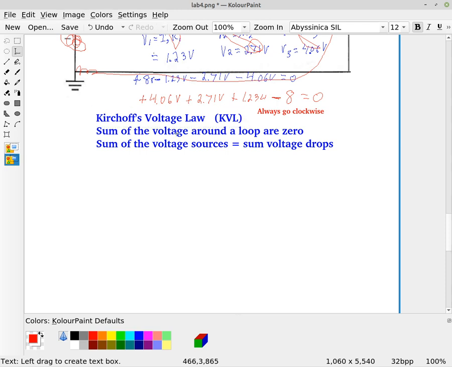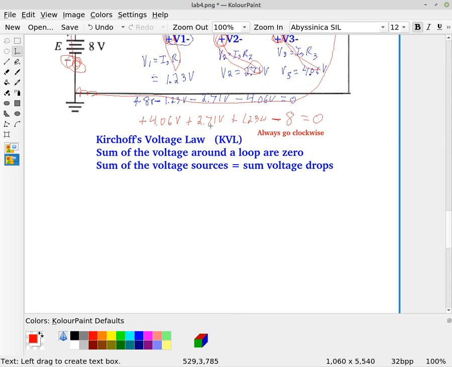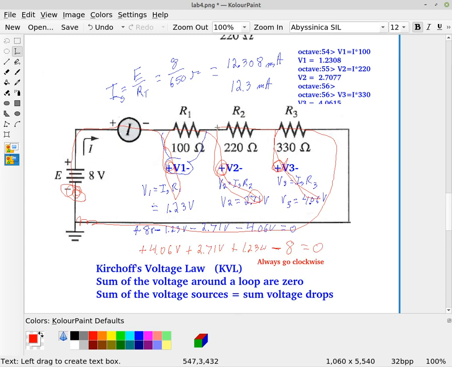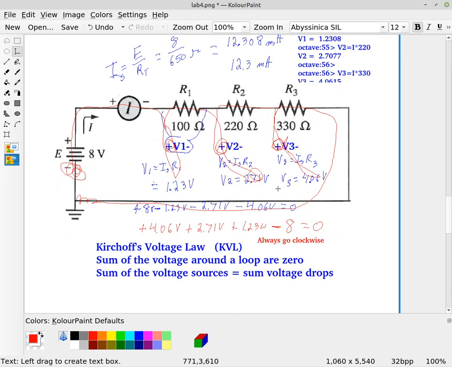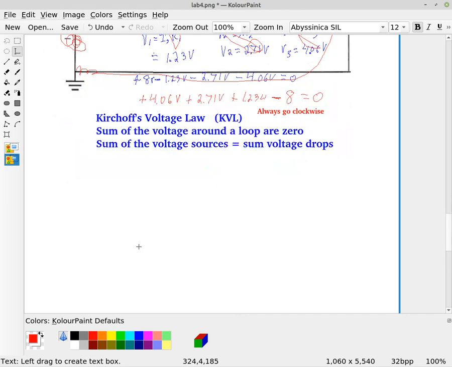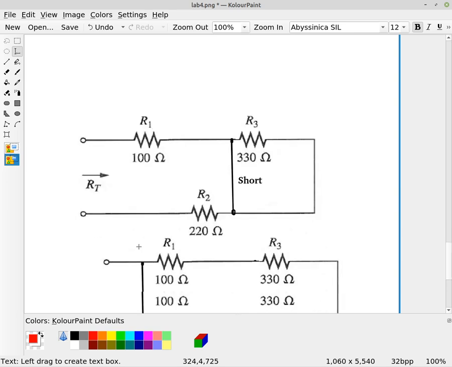Kirchhoff's voltage law says that as you go around a loop, right? As you go around a series loop, and if you go around any loop inside of a circuit, the voltage rises are equal to the voltage drops. Or as you go all the way around, the sum of the voltages in any loop will end up to be zero. Okay, that's Kirchhoff's voltage law.